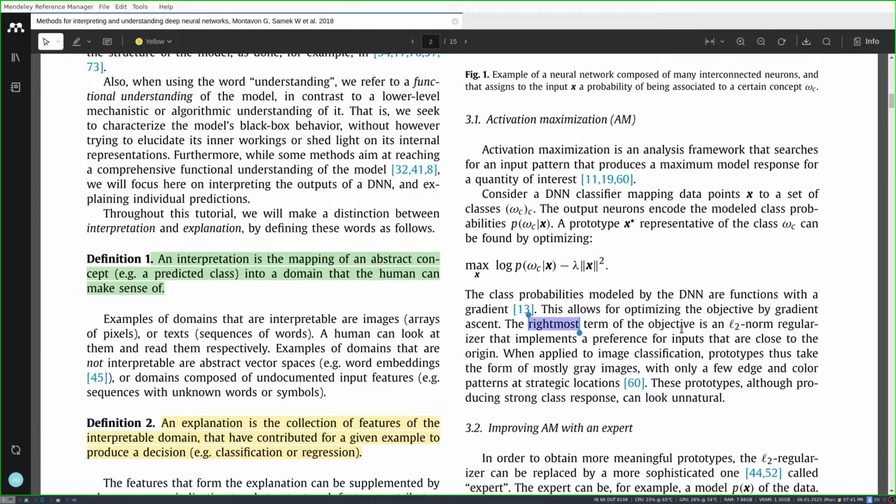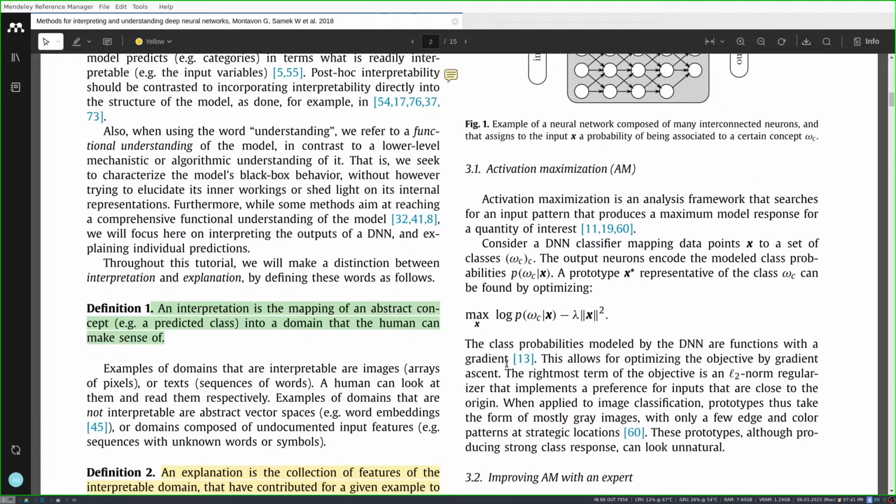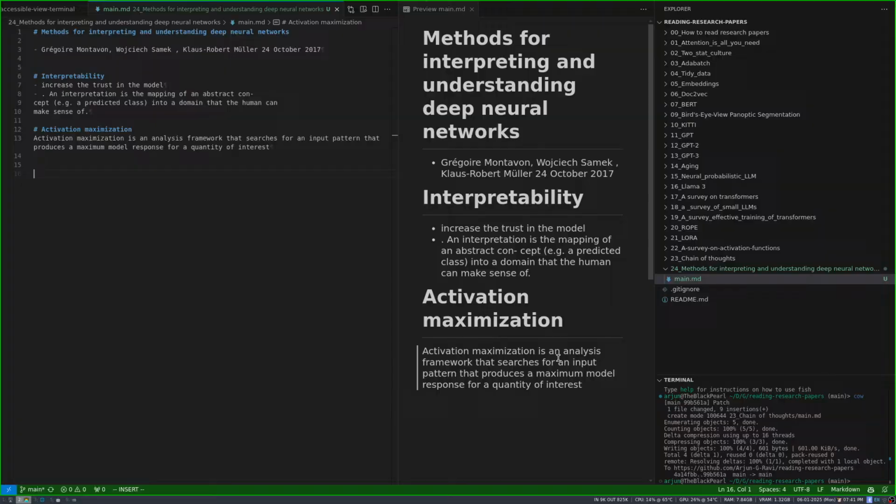The rightmost term of the objective is an L2 norm regularizer, that's a regularization in short. When applied to image classification, the prototype takes the form of mostly gray images with only a few edges and color patterns. This prototype, although producing a strong class response, looks unnatural. I don't exactly understand what they're trying to look for here.